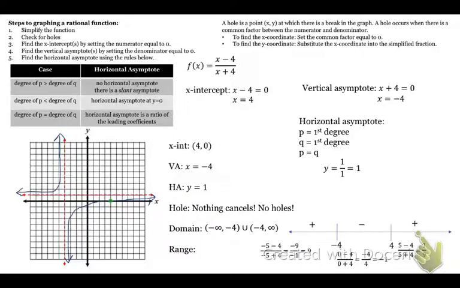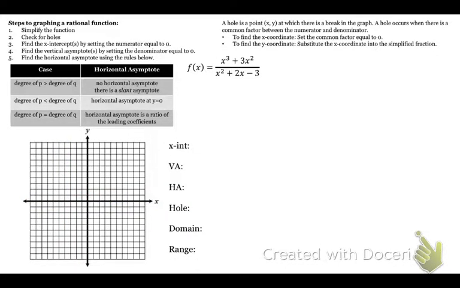Okay. So then our domain here is negative infinity to negative 4, and then negative 4 to infinity. Our range is negative infinity to 1, and then 1 to infinity. Domain is your x values, left to right. Range is your y values, bottom to top.